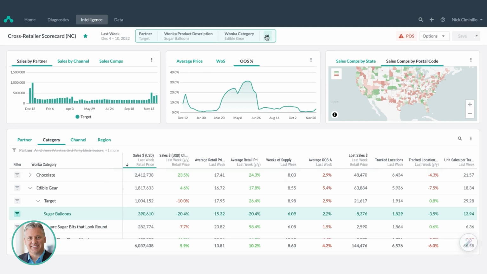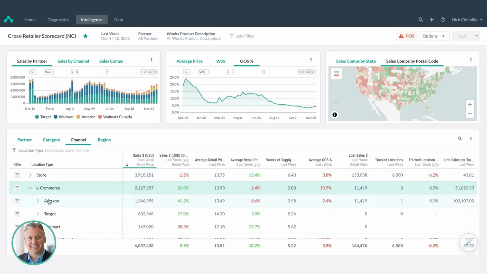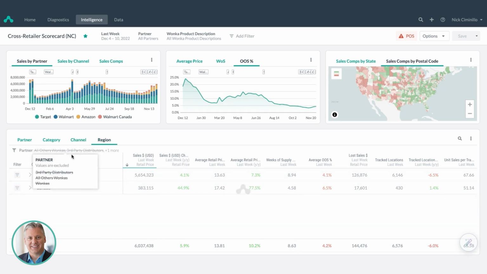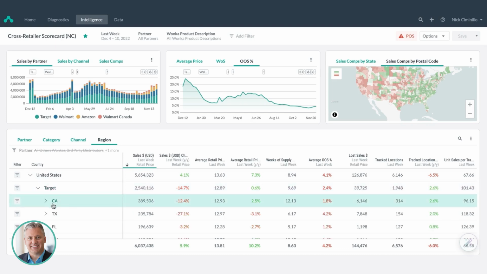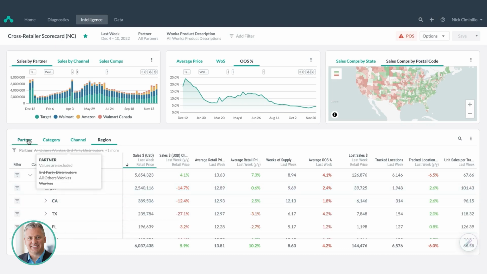Next, you can look at your sales by store and e-commerce, drill in deeper, compare retail accounts to each other, and then by region, in this case, by country, within country, then by state, and then products performance and state. So that is the Cross Retailer Scorecard.